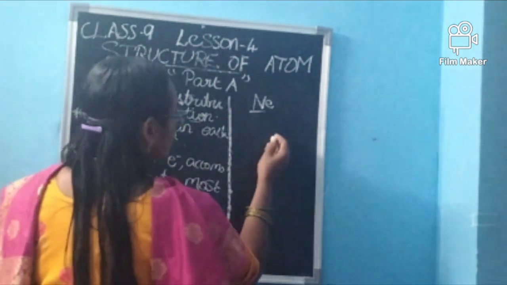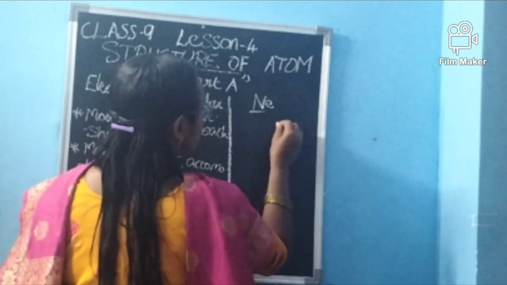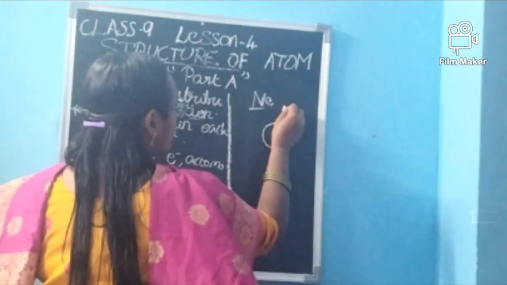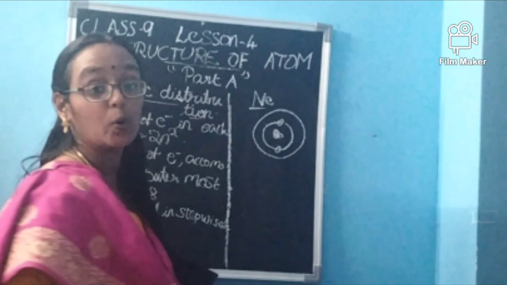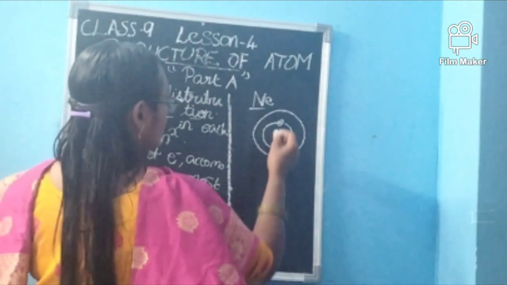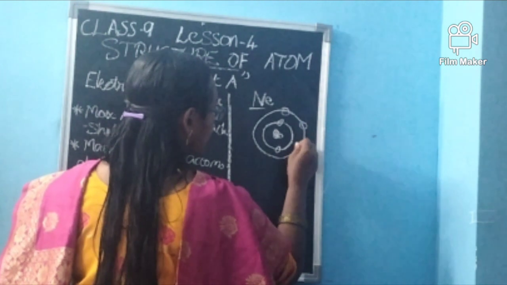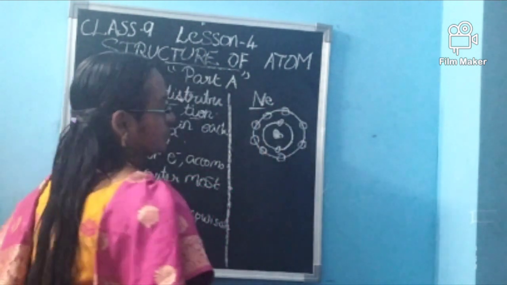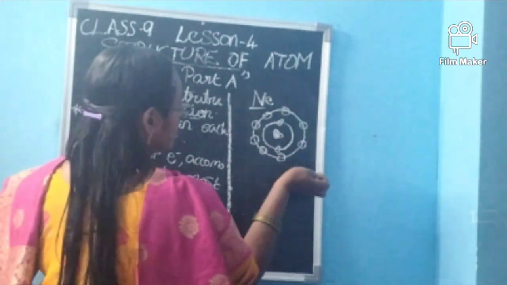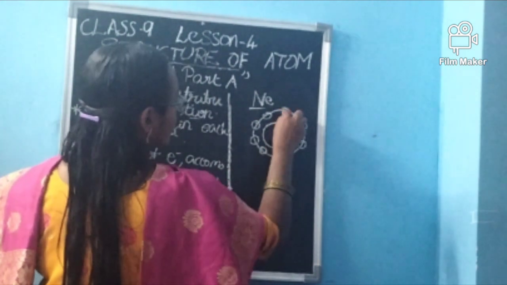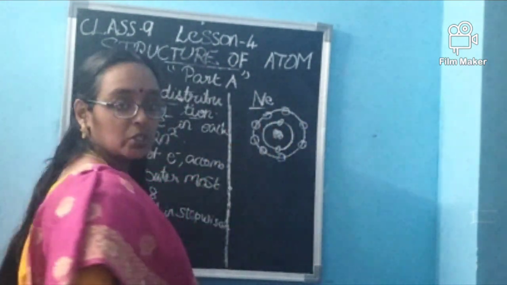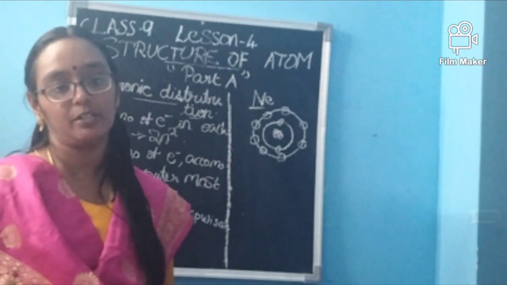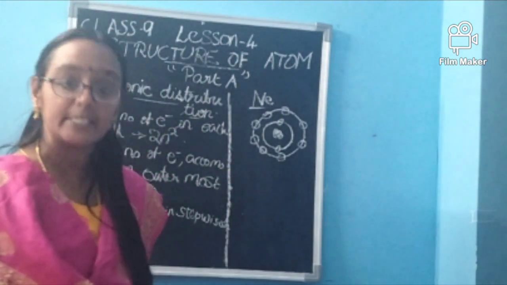So the nucleus is at the center, and the first orbit should have 2 electrons. The second orbit should have a maximum of 8 electrons. 1, 2, 3, 4, 5, 6, 7, 8. Here 1, 2, 3, 4, 5, 6, 7, 8, 9, 10. So electrons are filled: 2 electrons in the K shell and 8 electrons in the L shell. So this atom is stable.